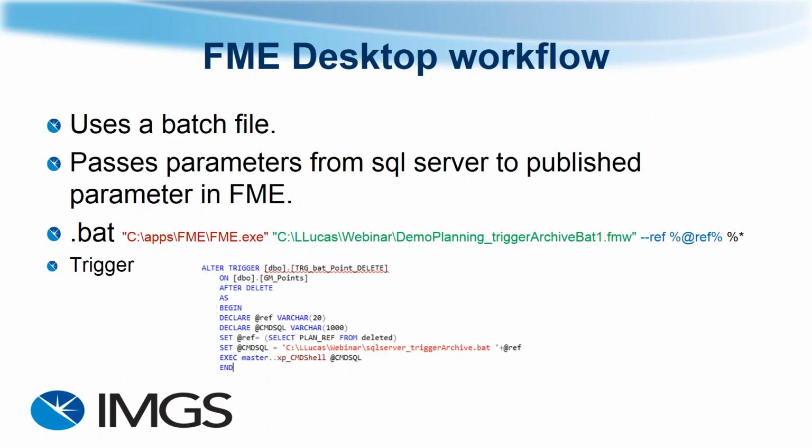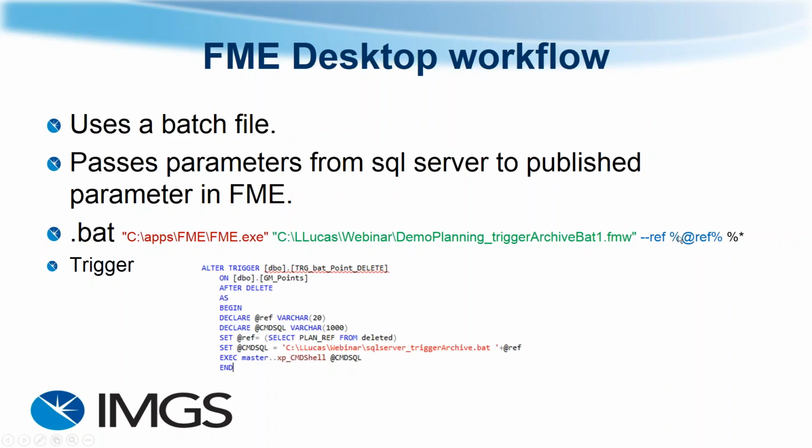What I've done is highlight here the contents of my batch file, and I put them into different colors so you can see the breakdown. In red, we have the call to the FME executable from its location. Then it's calling my workspace. And then it's passing in --ref. If you remember, I showed you the workflow. Ref was the name I had given to my planning reference published parameter. So that's what that is there.